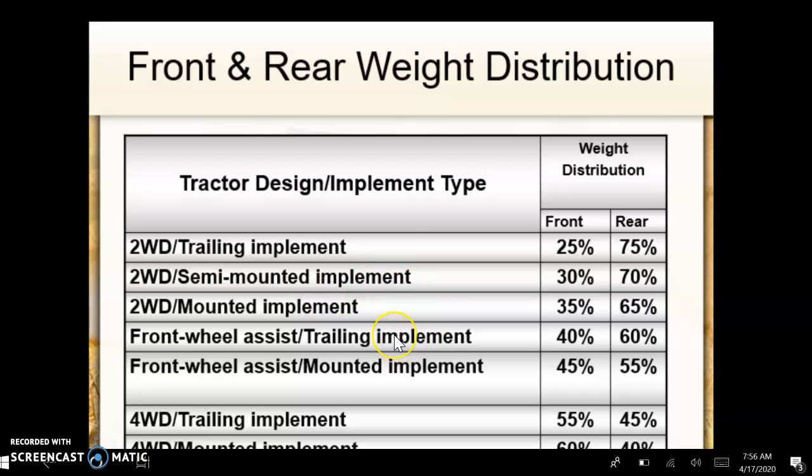If you're looking at a front wheel assist tractor, which is where the front wheels are assisting the tractor in pulling, they're not pulling an equal load as the rear wheels. You're looking at a 40-60 mix, and a front wheel assist with a mounted implement getting closer to 50-50, 45 on the front, 55 on the rear. If you've got a four-wheel drive trailing implement, so a four-wheel drive tractor pulling, say, a field cultivator or something like that, you're looking at 55 in the front, 45 in the back. So four-wheel drive makes a big difference.